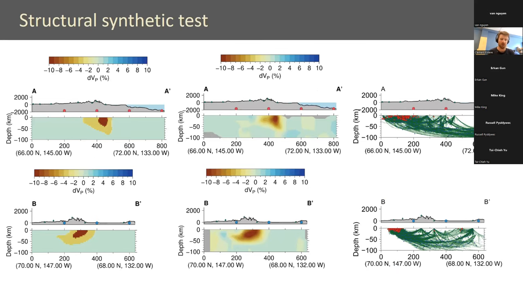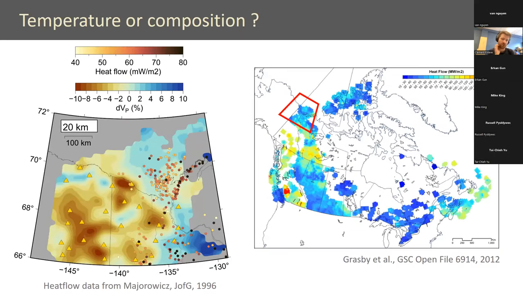So we did some synthetic modeling. To the left, you have the synthetic test where we put a very low velocity anomaly, about 10%, and another low velocity anomaly around it, about 4%. That's supposed to mimic the real structure that we observed in our real data model. The middle column here shows the output model, and you can see that it's actually very well retrieved. So that tells us that this is a really robust feature in our model. And to the right, you have the path coverage along the transect within plus or minus 20 kilometers around the transect. So now the question is whether this is temperature or composition.